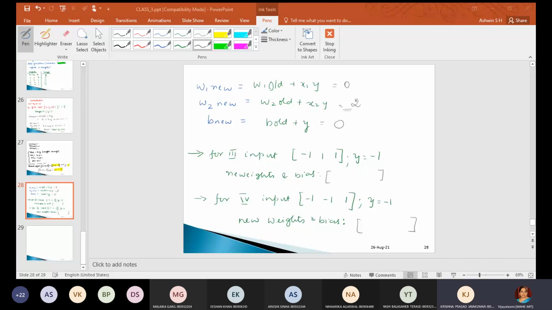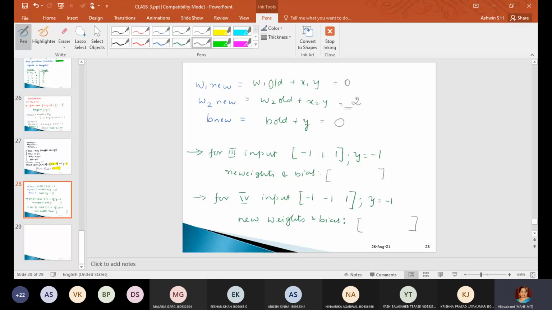Yes, anybody? Ma'am, is it 1, 1, minus 1? 1, 1, minus 1. Very good. Yes, this is 1, 1, minus 1. Now tell me, for the last fourth input, what are the new weights and bias?